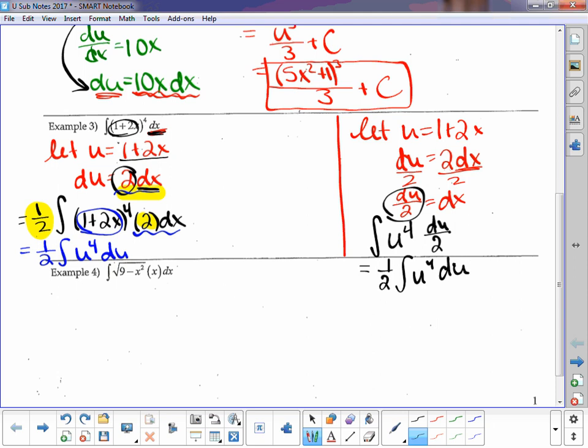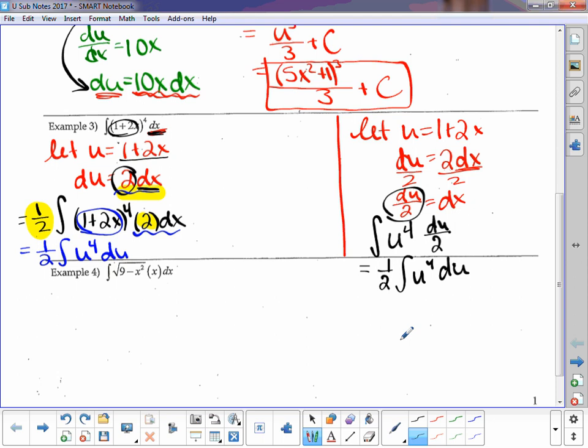Okay, so again, instead of bringing in what's missing from my dx, I simply solved for what I had, which was dx, and then I substituted that in. Questions on that method? And you can do either method. They take about the same amount of steps, whichever you prefer.